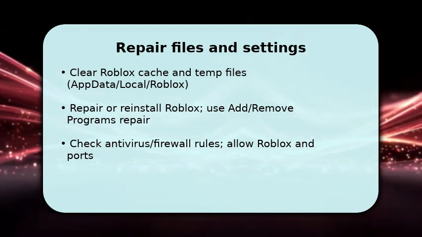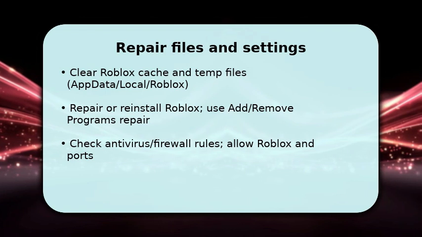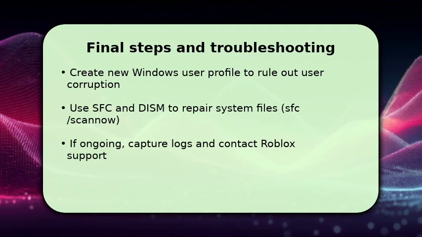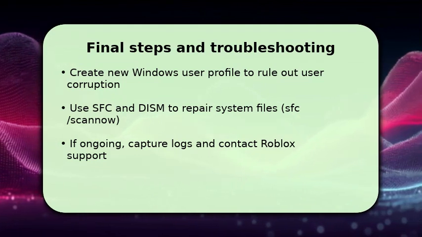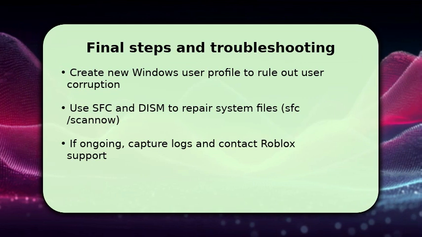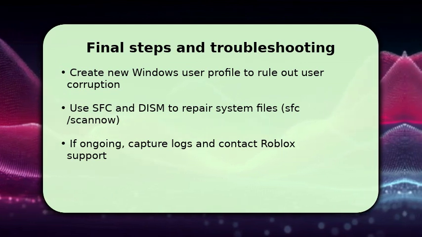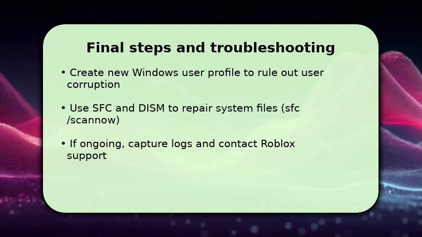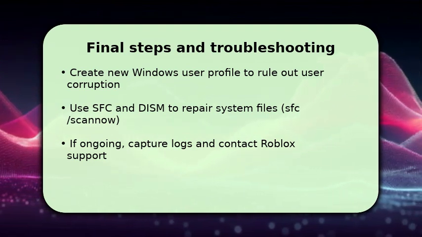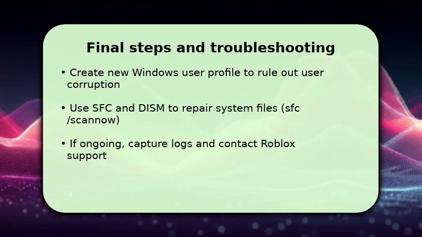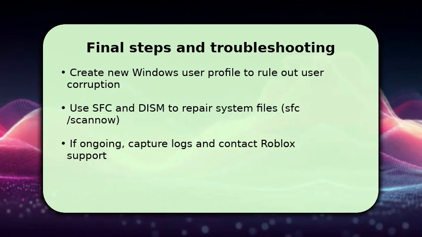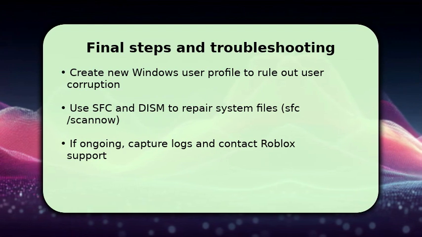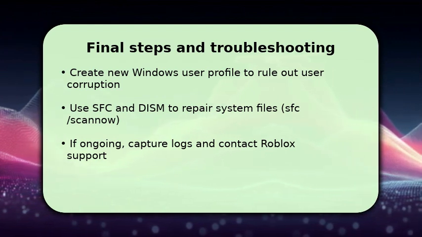Finish by ruling out system-level corruption and user profile problems. Create a fresh Windows user and test Roblox there. If it works, migrate your data. Run System File Checker and DISM, SFC /scannow and DISM /RestoreHealth, to fix underlying Windows file issues that can cause error 292. If the error remains after these steps, collect Roblox logs and crash reports, then contact Roblox support with those details. One key tip: test after each change so you know exactly what resolved it.